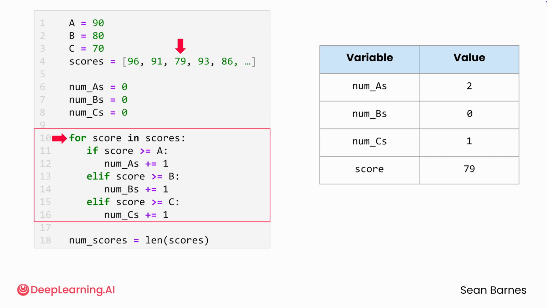Now score has the value of 93. The first condition is true, so the computer executes the line underneath and adds 1 to num A's, which is now 3. The loop returns to the top.